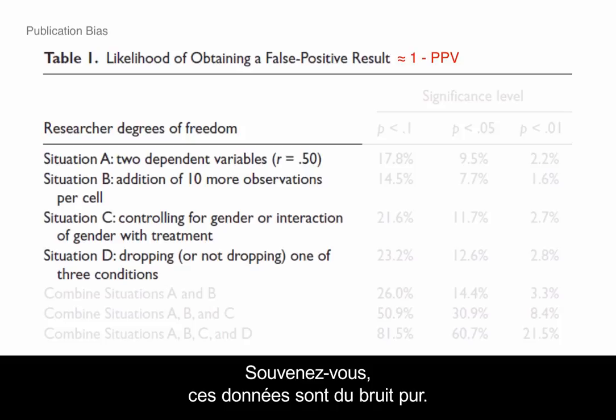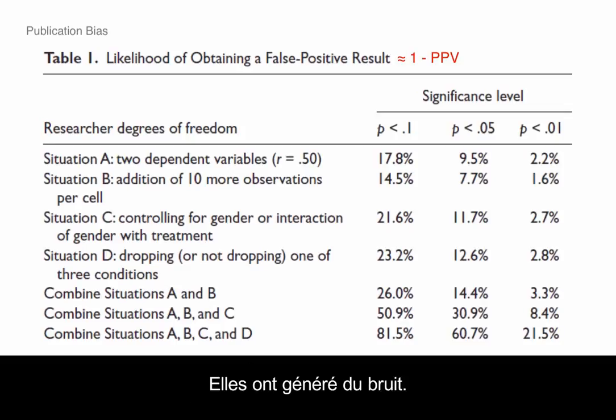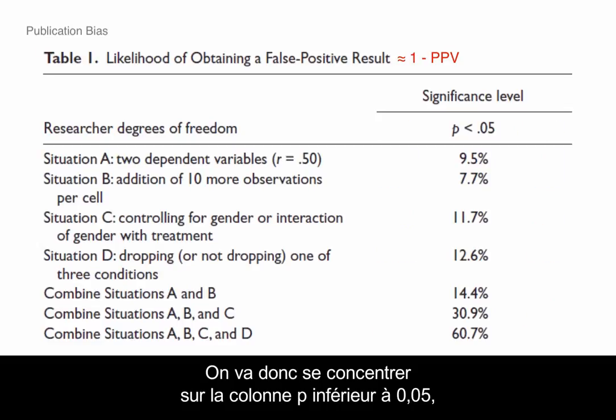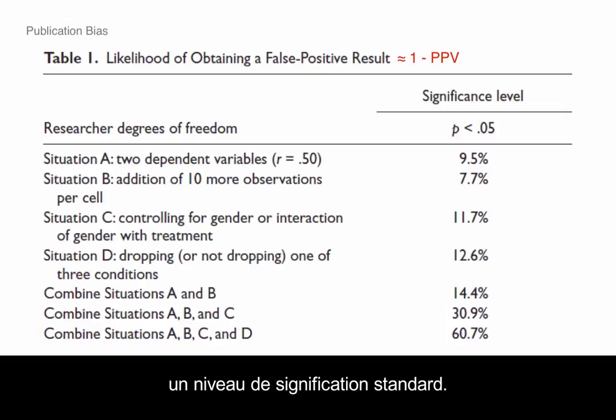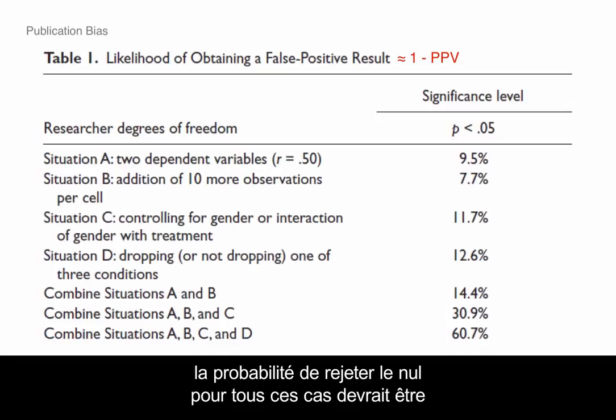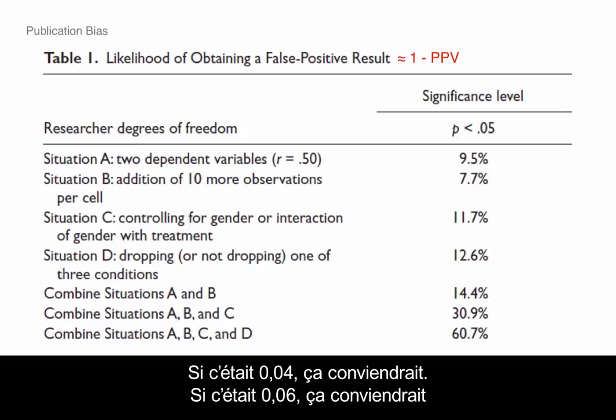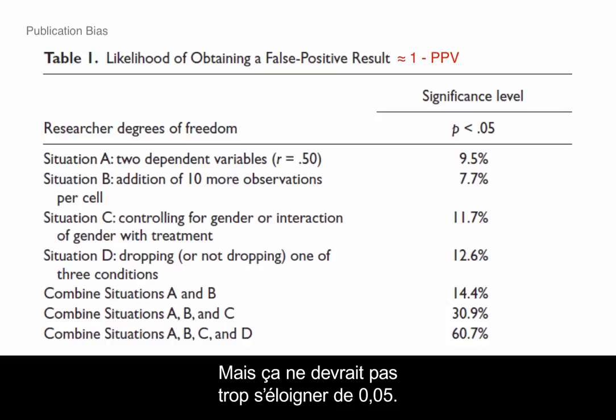Now remember, this data is pure noise. They've generated noise. And we're going to focus on this p less than 0.05 column. So standard levels of significance. Given that it's noise, the chance that we reject the null for all of these cases should be exactly or close to 0.05, other than some sampling variation. If it was 0.04, I'd be happy. If it was 0.06, I'd be happy. But it shouldn't deviate much from 0.05.